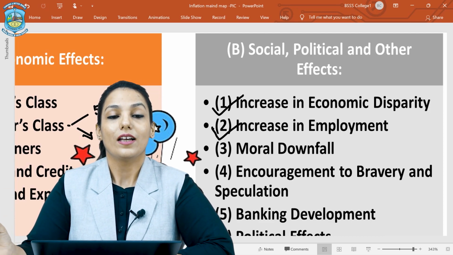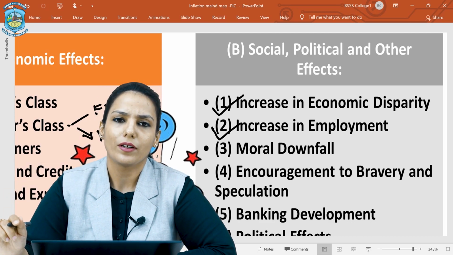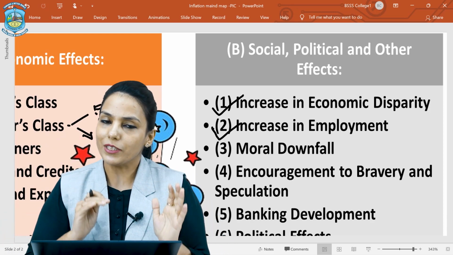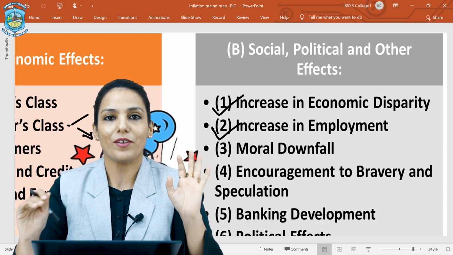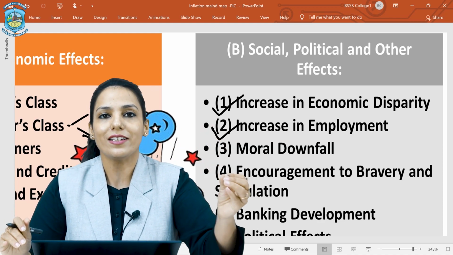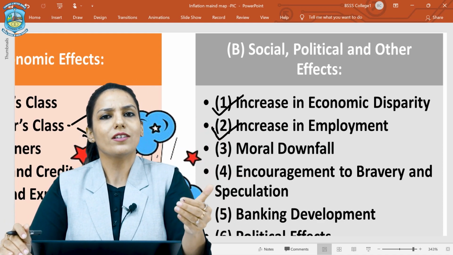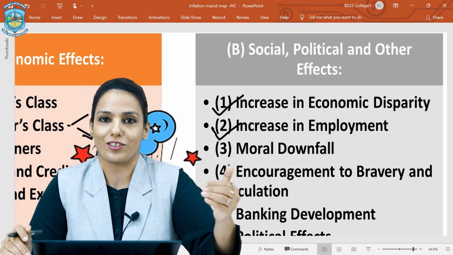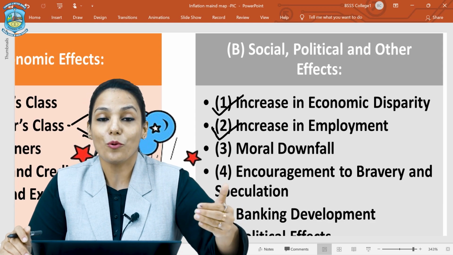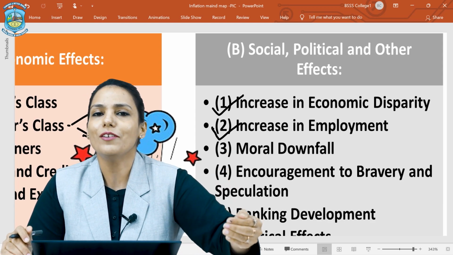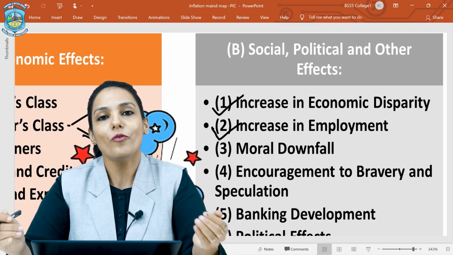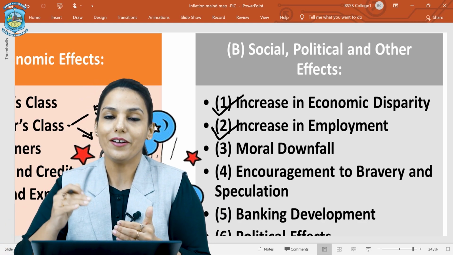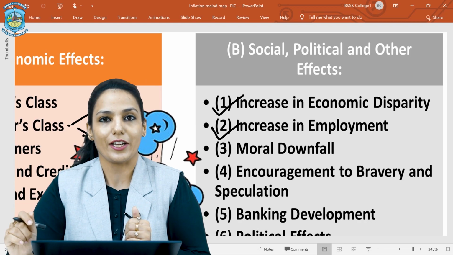Secondly, the impact on employment. During the inflation phase, we have seen that producers benefit, their profit margin increases. When their profit margin increases, they are motivated to indulge in more production. When they indulge in more production, they would definitely want more workers, and as such, it leads to a higher employment rate in the economy.